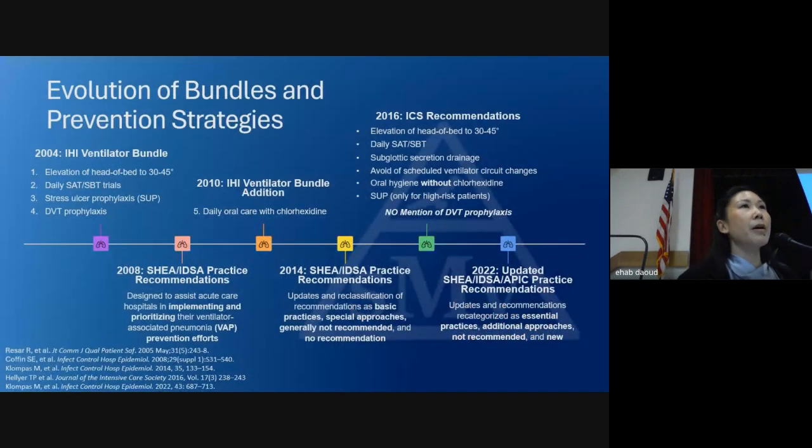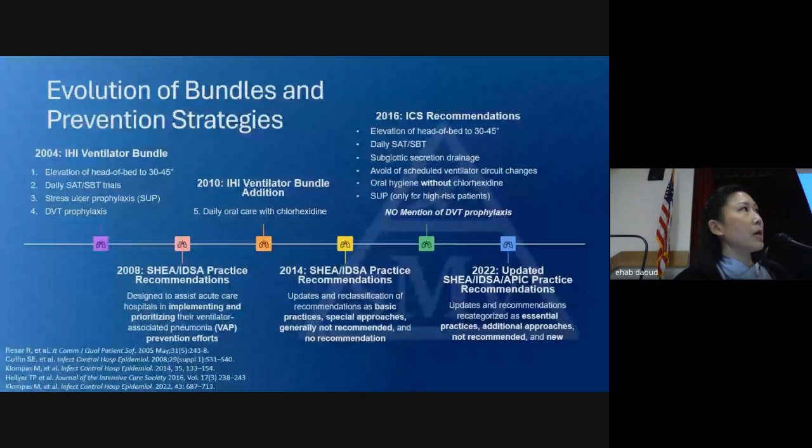There has been a long evolution of these preventative strategies. This is just a timeline of events as far as ventilator bundles and strategies. In 2004, the Institute for Healthcare Improvement put out a set of recommendations to include these 4 elements in your ventilator bundles. Those are elevating your head of bed, which we do every single day for all of our patients, right? Daily spontaneous awakening trials and spontaneous breathing trials coordinated together. Then we have our favorite, stress ulcer prophylaxis, and then DVT or venous thromboembolism prophylaxis.